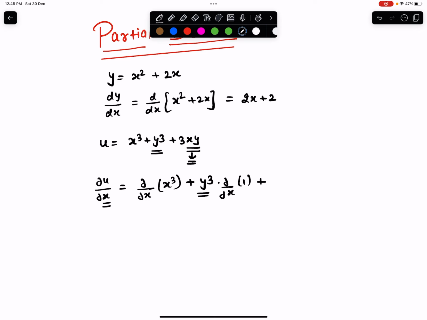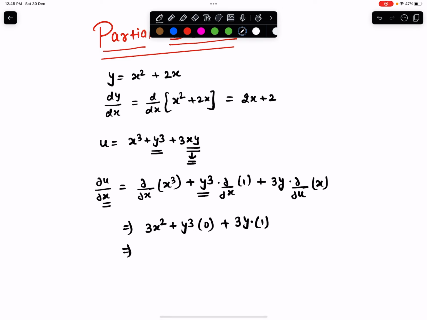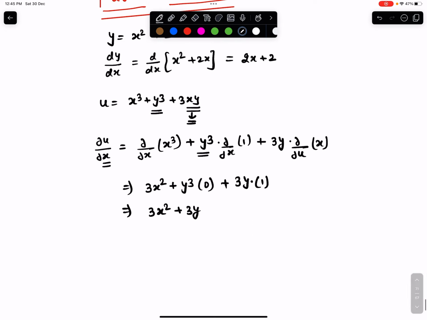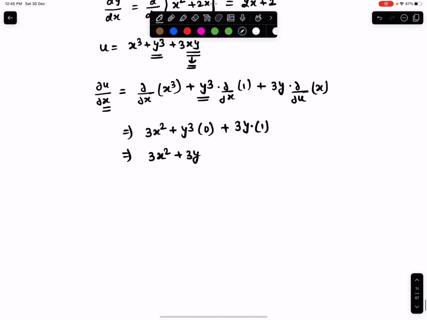Now here we have 3xy, so we will take 3y as constant, curly by curly u of x. That will be equal to, the differentiation of x cube is 3x square, plus y cube. The differentiation of 1 is 0, so y cube into 0, plus 3y into 1. So we get 3x square plus 3y. This is the partial differentiation with respect to x.